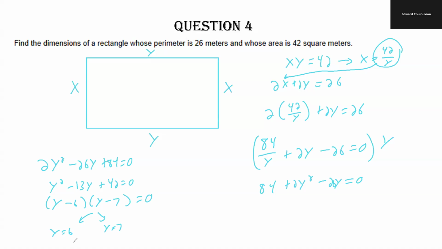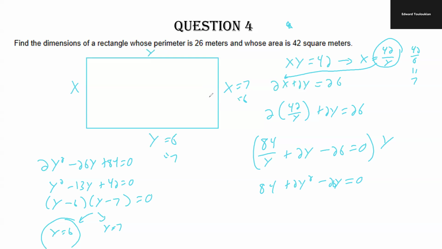So in this case, once I know that, I can go back up to this equation. Well, I can just look at this one. X equals 42 divided by y. So one option, if y was equal to 6, 42 divided by 6 would be 7. So y could equal 6, x could equal 7. Or if y was equal to 7, 42 divided by 7 would be 6. So y could be 7 and x could be 6.